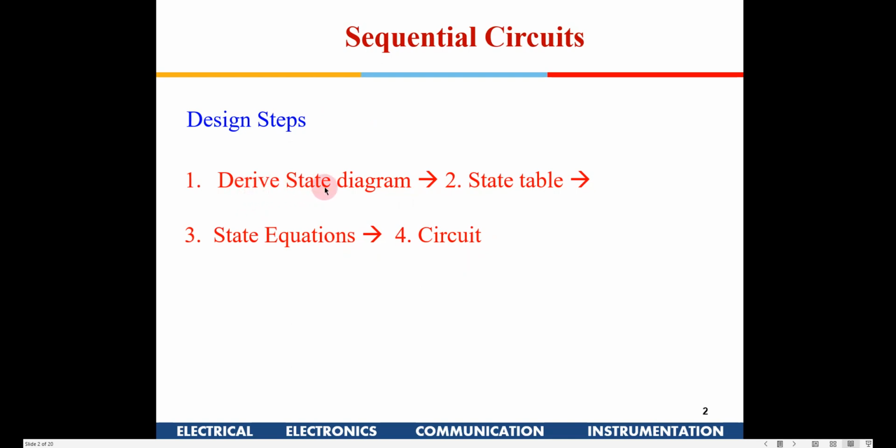First we make a state diagram. Based on the state diagram, we make a state table, and then the state equation and the circuit. So these are the four different steps involved in the design of a sequential circuit.